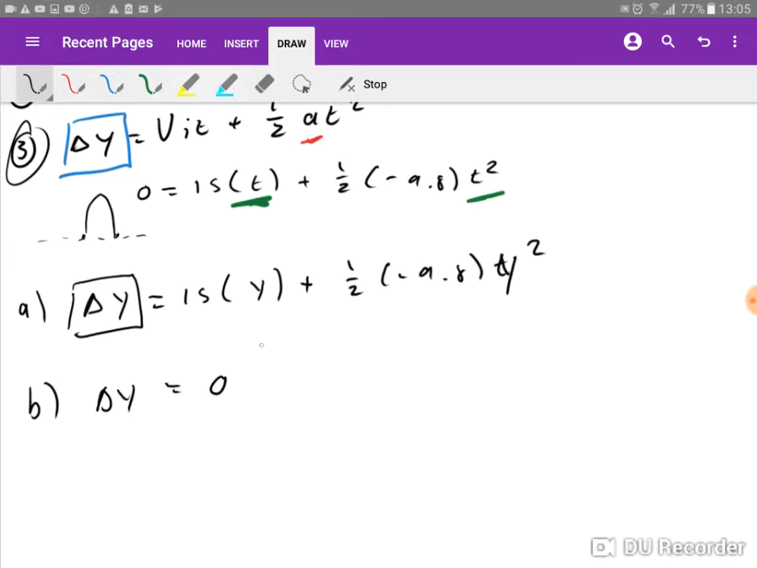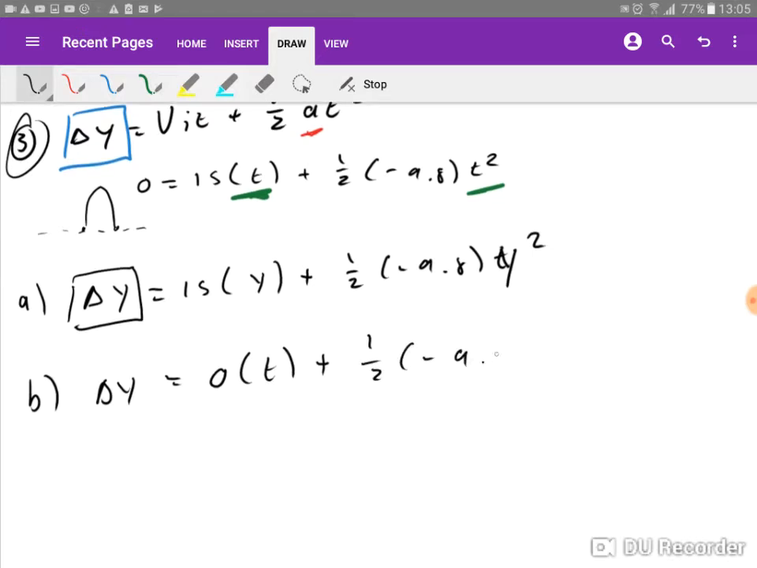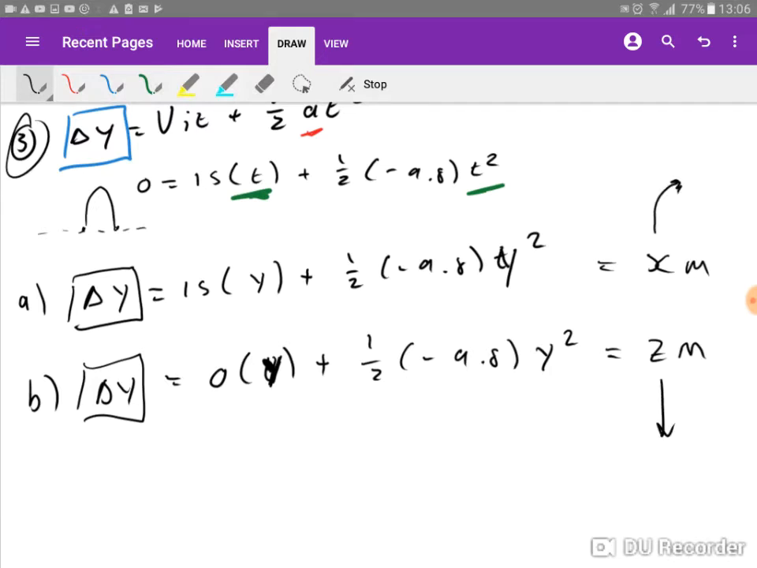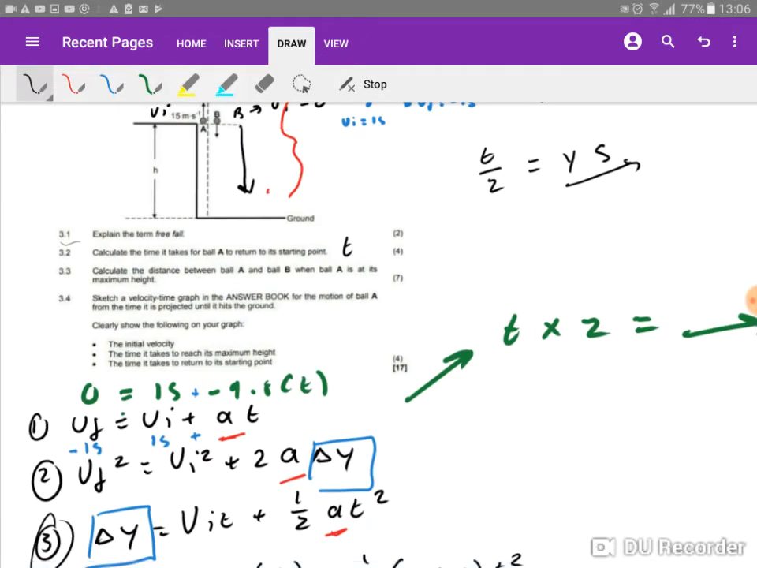Change in Y is equal to 0 in t seconds plus half negative 9.8. Well, Y seconds, because Y is how long A takes to get to its max height. Again, Y squared. So same formula, and then we'll call this X meters and Z meters. So that's how high ball A goes, and this is how low ball B goes. And then if we add them both up, X plus Z, we'll get some distance between the balls. Hope that makes sense.